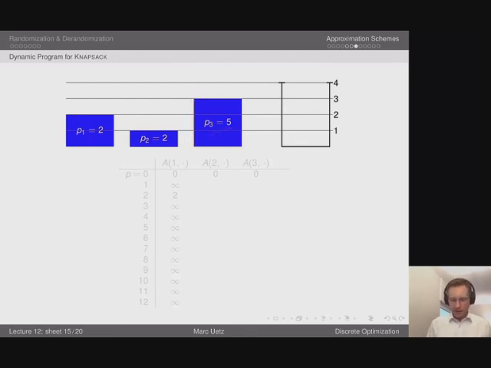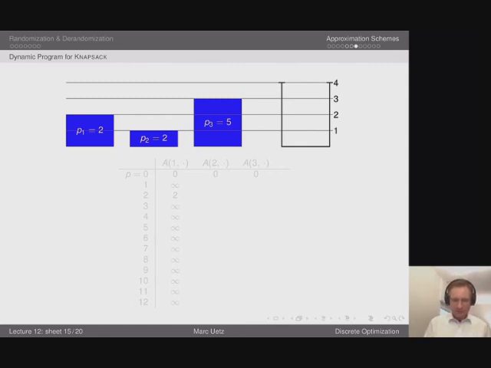Now, we build this whole matrix, which in principle has n columns and n times P rows. But as a matter of fact, if I, for example, sum up all the profit values, that is certainly an upper bound on the maximum profit that I can achieve. That would be 9. So this table here goes up to 12. That is certainly more than sufficient. Okay, so let's start filling the matrix.